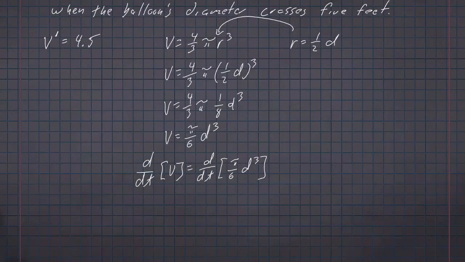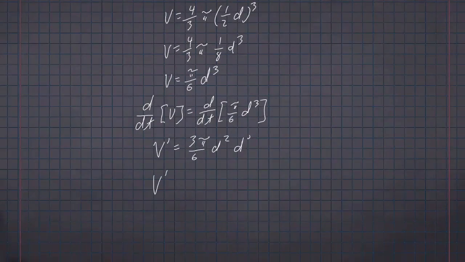And the derivative of v is v prime. The derivative of pi over 6 d cubed becomes 3d squared. So we've got 3 pi over 6 times d squared, but then we have to multiply by the derivative of d, which is d prime. And we can reduce that fraction a little bit and get that v prime is pi over 2 d squared d prime.